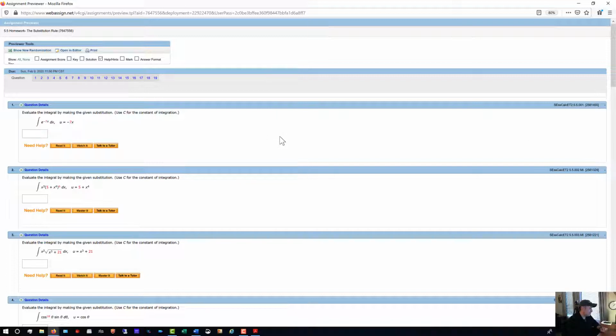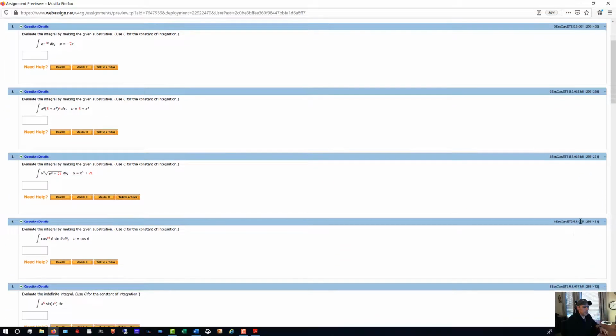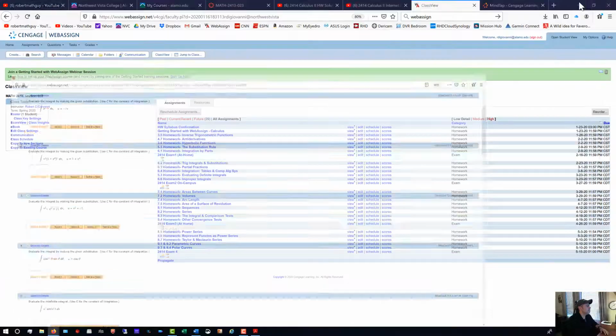But the thing I want to point out is that this problem is at a 5.5. If you look right here, this is the critical point. It says 5.5.001. What that means is that this problem should be very similar to problem number 1 out of the 5.5 exercises. This one is like number 2, this one's like number 3, but notice this one here is like number 5. So let's look at this one. That problem right there should look like number 5 out of the homework set. Keep that in mind.